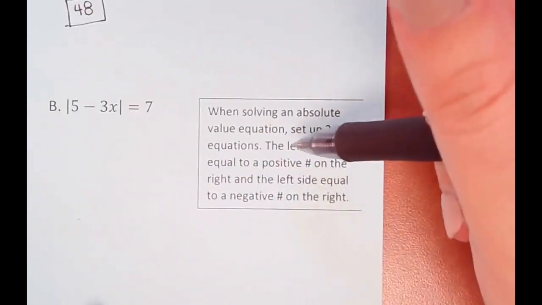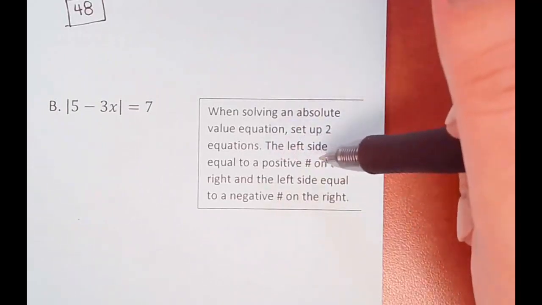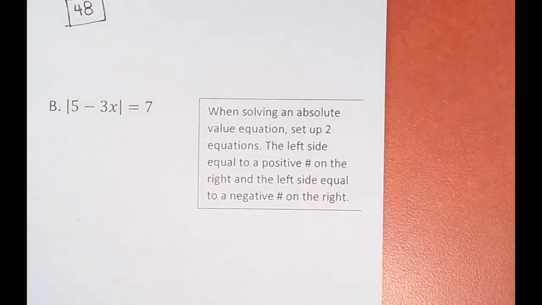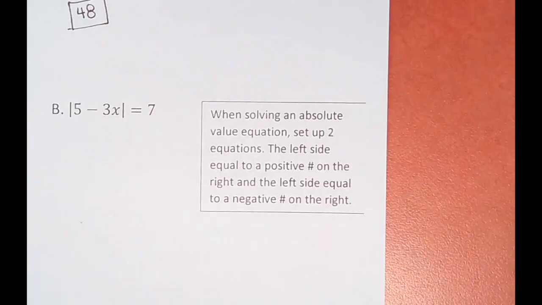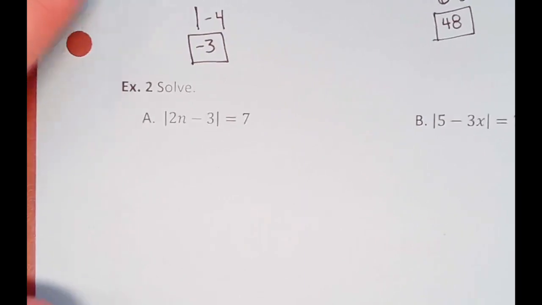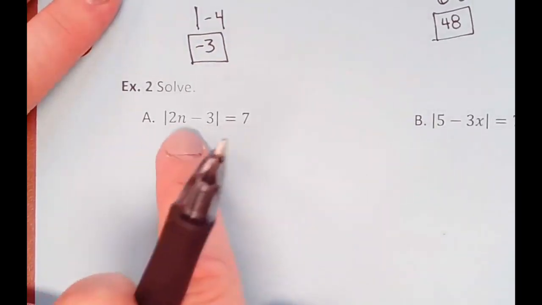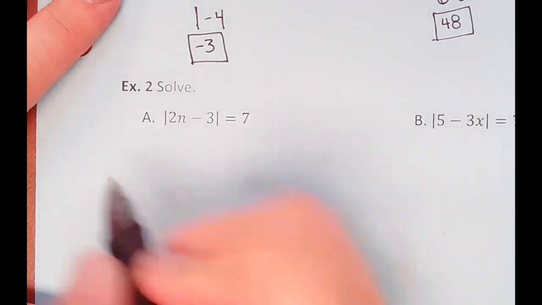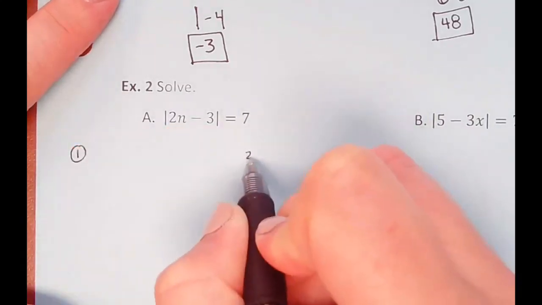The first of which is going to be my 2n minus 3 equals 7. Whatever's in here is going to come out to 7. Or whatever's in here could be -7 in order to make this true. So I'm going to set this equal to 2n minus 3 equals negative 7. And I will get two answers.